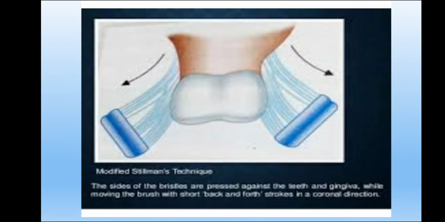So in this diagram you can see after brushing, vibratory back and forth motion. After doing that in this area, we just move the brush towards the biting surface so as to remove the dirt from the tooth.